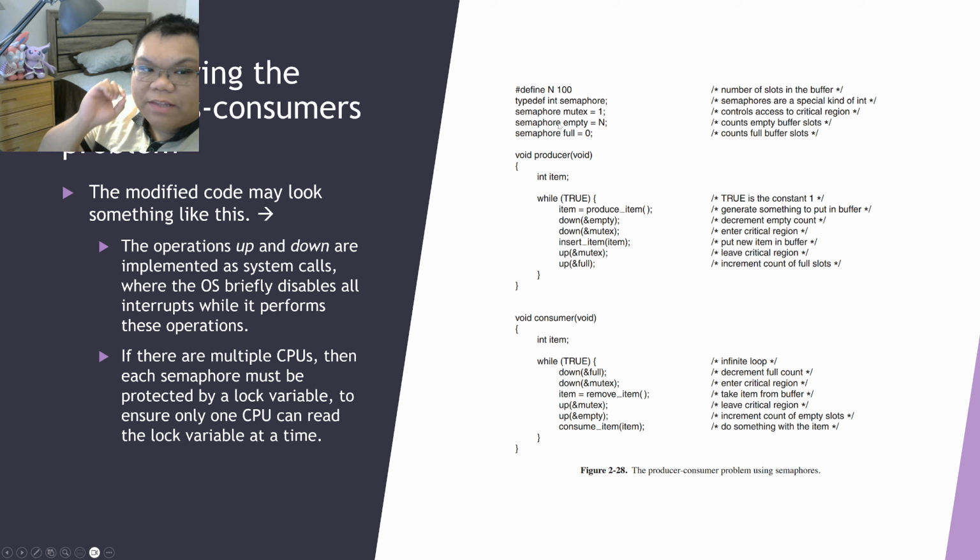So let's try to solve the producer-consumer problem using semaphores. So we might have modified code that looks like this. The operations up and down are implemented as system calls, where the operating system briefly disables all interrupts while it performs these operations. If there are multiple CPUs, then each semaphore must be protected by a lock variable to ensure that only one CPU can read the lock variable at a time.